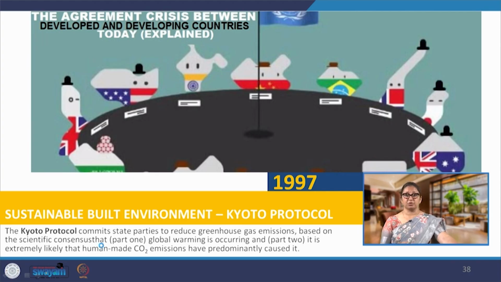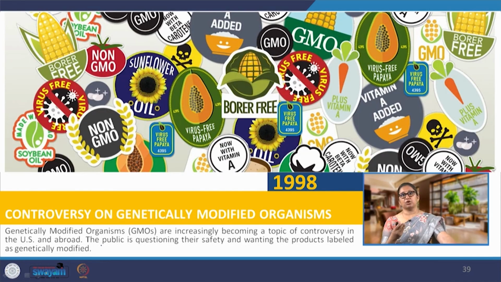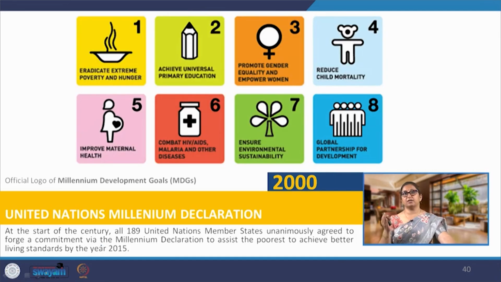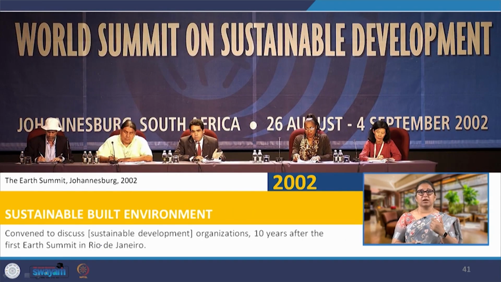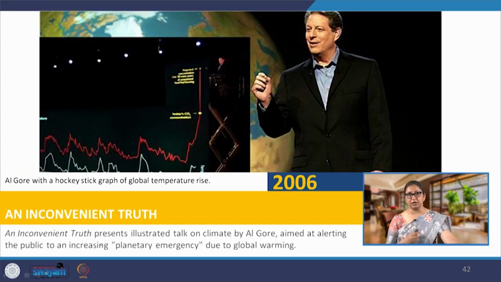There have been discussions and controversies on genetically modified organisms, and then in 2000 there was the United Nations Millennium Declaration, after which Millennium Development Goals were proposed and adopted to be achieved by 2015. After that, in 2002 we had another summit, the World Summit on Sustainable Development, which was the follow up of Rio.